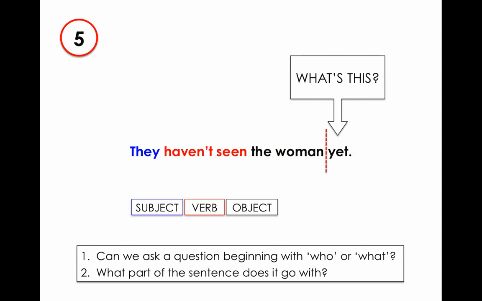Haven't seen, we've got this feeling of time passing. The time is passing, the tension is building. Now, yet isn't describing the subject, and it isn't describing the object. It's describing the seeing. The seeing hasn't happened yet. So this is, again, an adverbial.